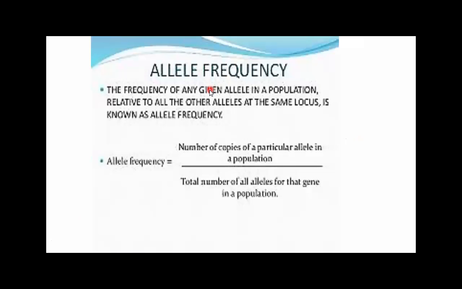What is allelic frequency? The frequency of any given allele in a population relative to all the other alleles at the same locus is known as the allele frequency, that is equal to the number of copies of a particular allele in a population divided by the total number of all the alleles for that gene in a population.